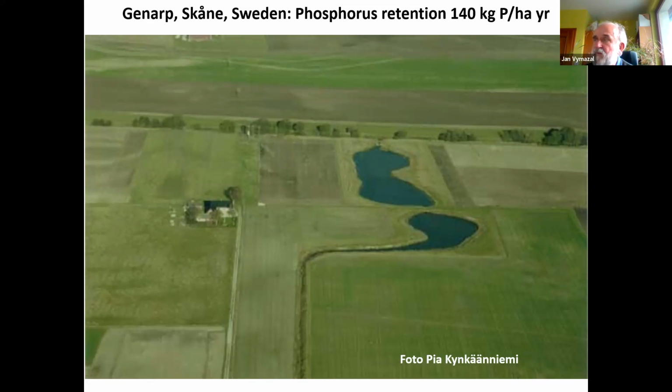They have built more than 1,500 constructed wetlands with a total area of more than 50 square kilometers in South Sweden. And the major reason for that is the eutrophication of the Baltic Sea. All the countries which surround the Baltic Sea, like Denmark, Sweden, Estonia, Finland, Germany, Poland, try to decrease the load of nitrogen, which is mostly coming through agriculture drainage in the form of nitrate.